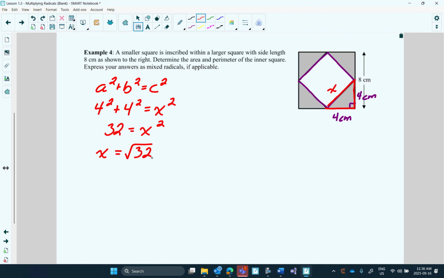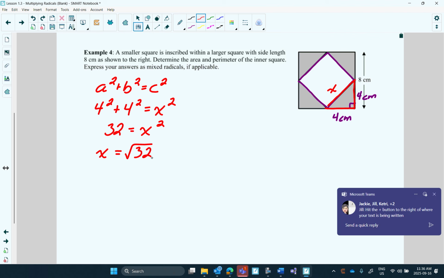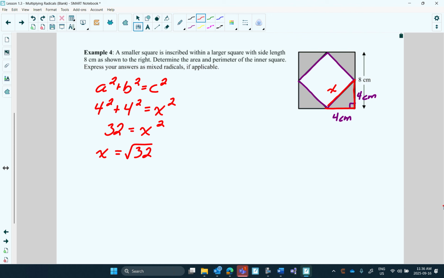And remember, express answers as mixed radicals, okay? Or leave your answer in radical form. We don't go to decimal with any of these, unless you're asked to round your answer to something, then you go to decimal. Well, there's a couple ways you could do this. We can simplify this first and then find the area and perimeter. Or we could just leave this as it is, find the area and perimeter, and then simplify after. Both are going to get you the same answer. So I'm going to leave it.